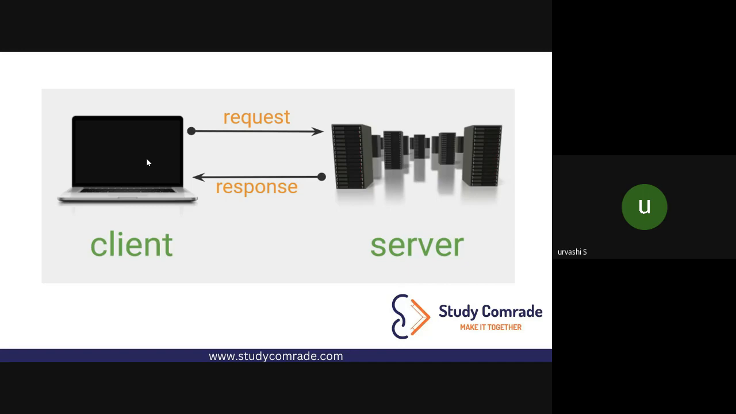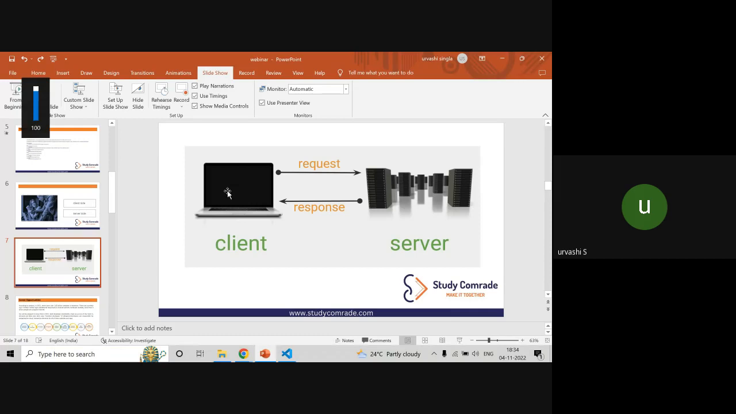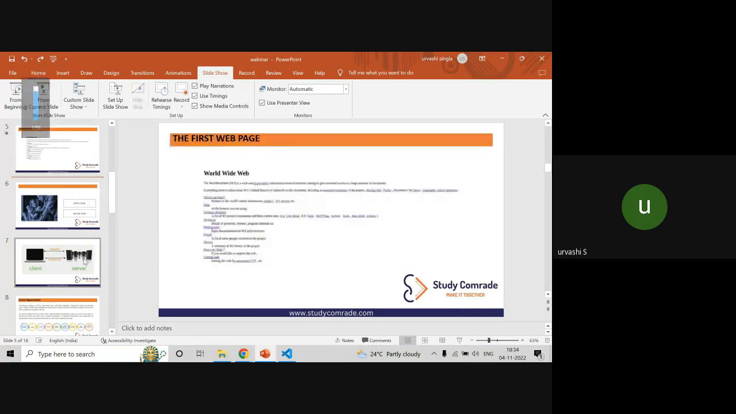Now what is a domain? Let's say I'm a person and I have a name. Even if you see your contact list, you never save any number with a number. You always save someone's name. Let's say there's a number over here.